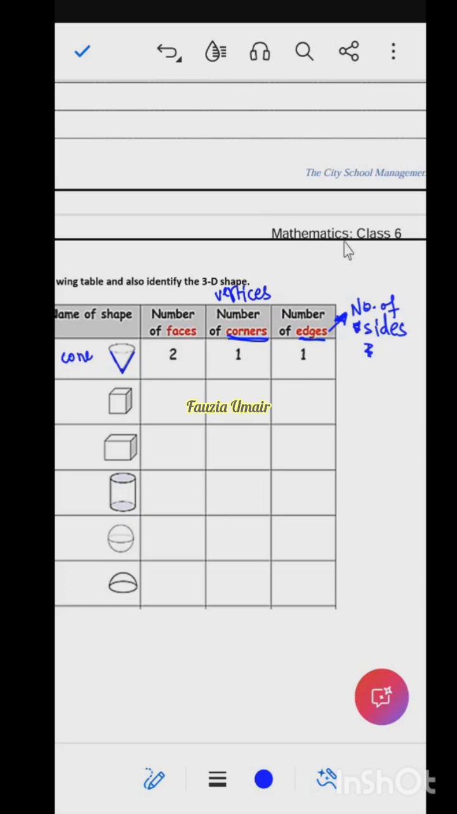Because actually, when you open up the cone, when you make the net of the cone, there is a circle, and the bottom part, this is a rectangular shape.